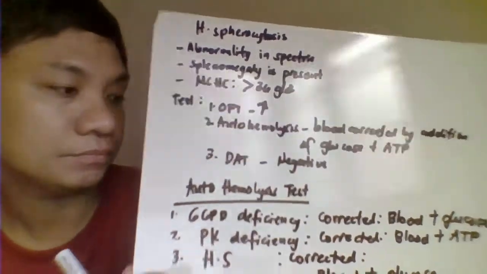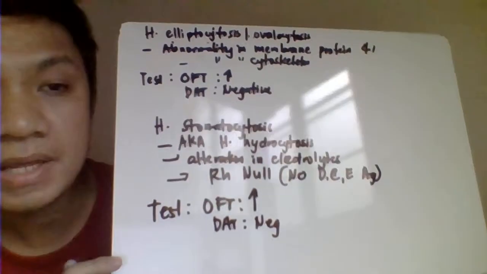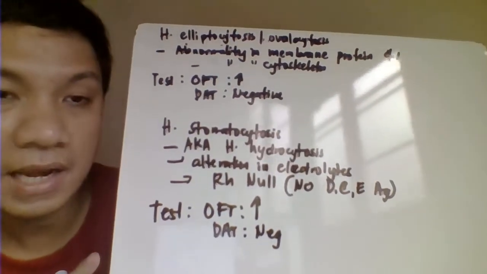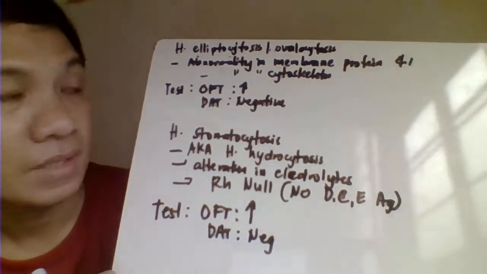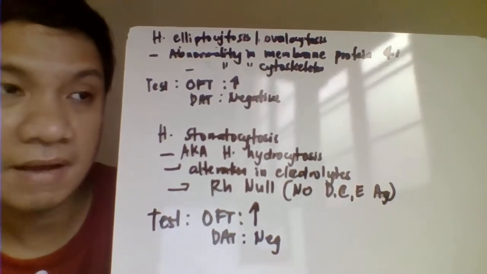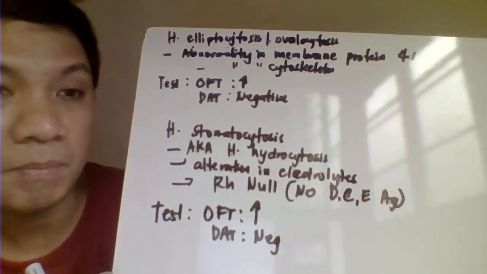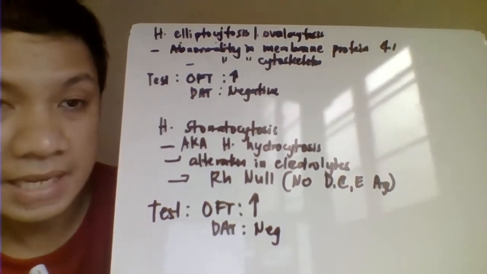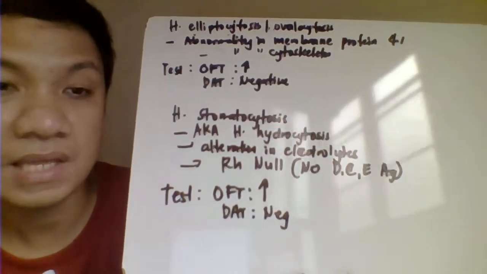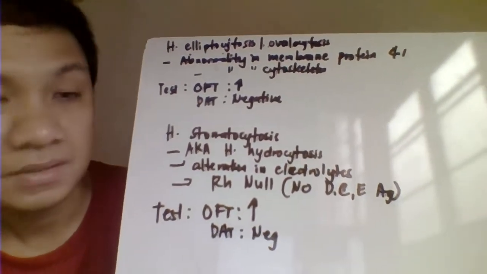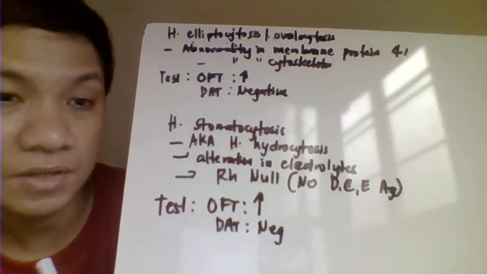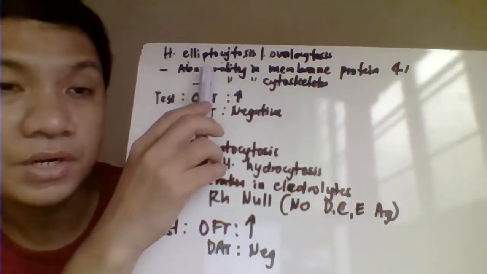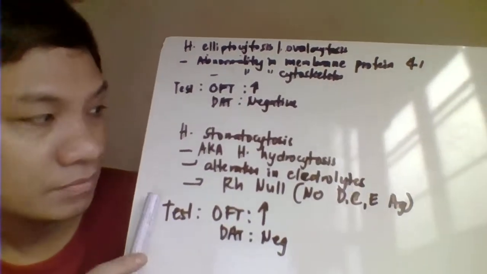Another membrane defect we have here is your hereditary elliptocytosis or ovalocytosis. This is characterized by defects in your membrane protein band 3, and that one would have defects in your cytoskeleton. The osmotic fragility test is also increased, and the direct antiglobulin test would have a negative result because again this is not an autoimmune disorder but rather a membrane defect.